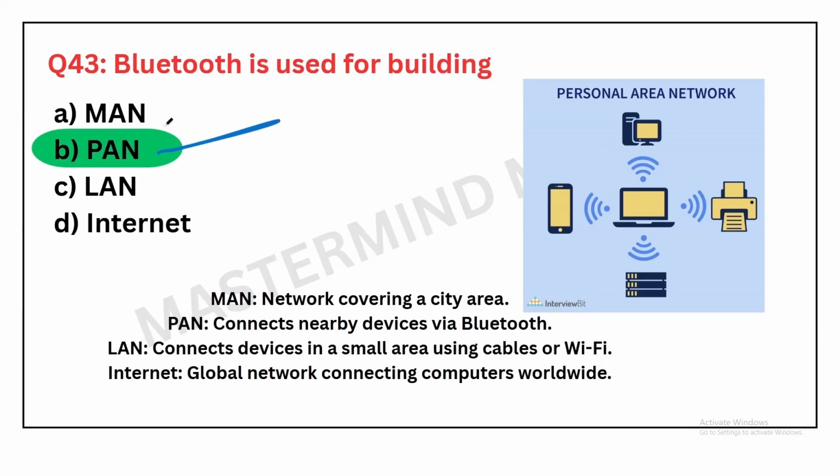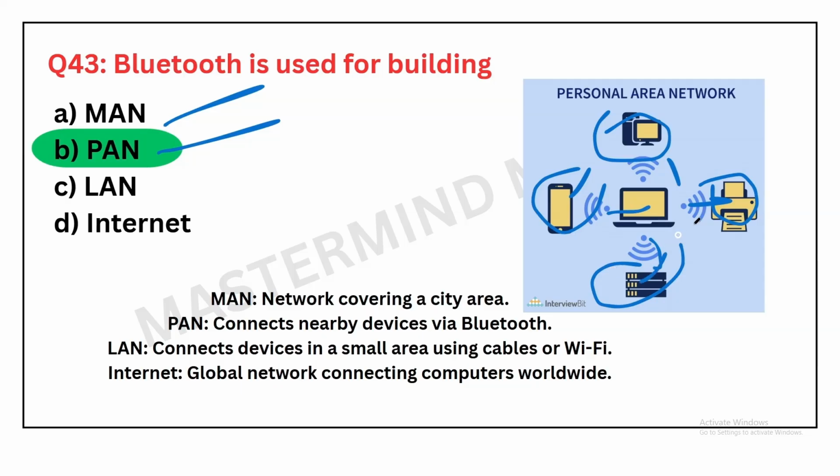A MAN, that is Metropolitan Area Network, covers an entire city or a large campus, whereas PAN, a personal area network, is ideal for Bluetooth. It connects nearby devices like smartphones, earbuds, or laptops wirelessly over short distances. Question number 44.